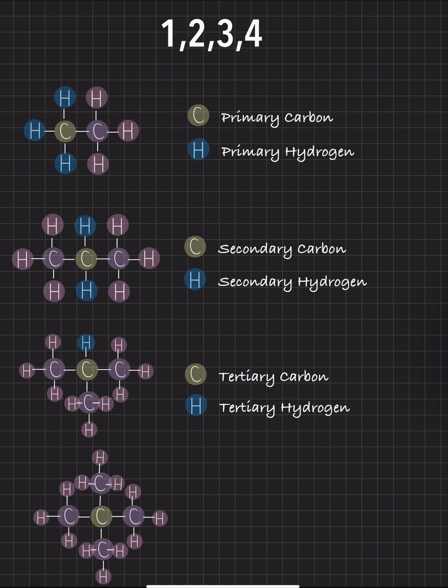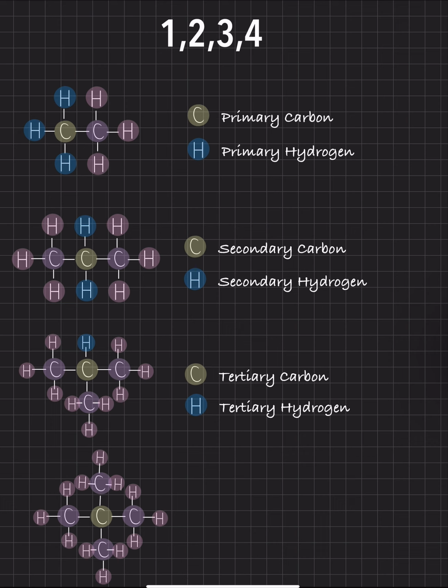In the secondary example, that yellow carbon is attached to 2 purple carbons and 2 hydrogens. In the next example, you have a yellow carbon attached to 3 purple carbons and 1 hydrogen. And then in the last example, you have 1 yellow carbon attached to 4 purple carbons. So what is my point in saying that you have a yellow carbon attached to 4 purple carbons? You are going to have a quaternary carbon. So if that was your guess, you are correct.